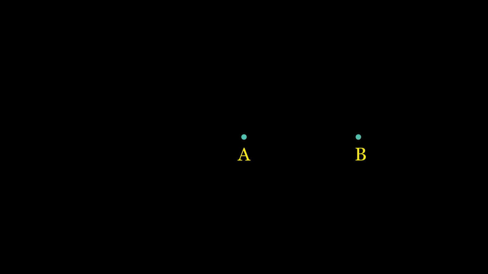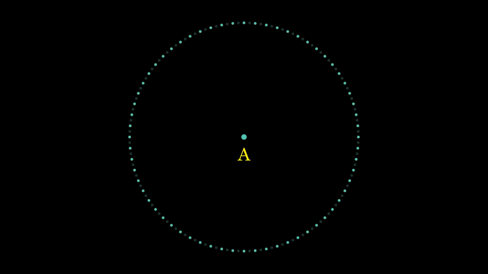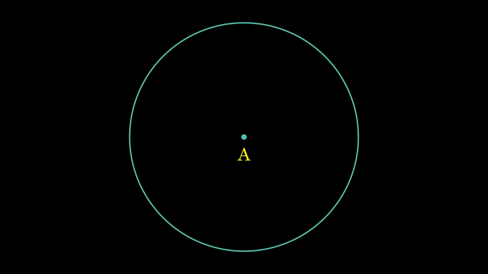Now, try to locate another point B that is situated 5 centimeters away from A. If you try this out by yourself, you can notice that there are many such points. And all such points lie on a circle of radius 5 centimeters and center at A. Conversely, any point that lies on a circle with radius 5 centimeters and center at point A is always at a distance of 5 centimeters from A.